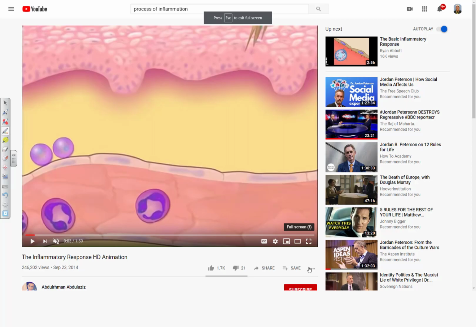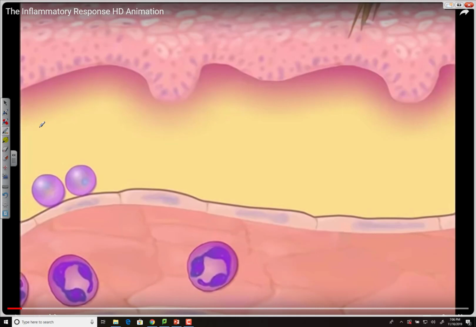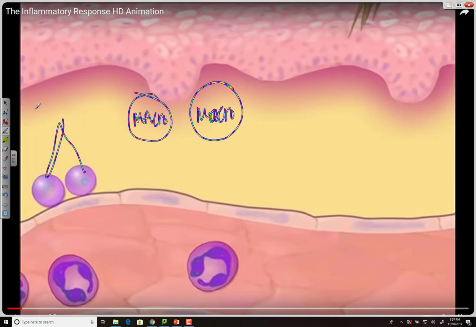All right. Now, this is the best video I can find on the subject that simplifies it. So I'm going to have to draw a few things, right, with my handy dandy drawer. These guys are, we'll call them macro. These are macrophage. How do you spell it? Yeah, I got it. These are macrophage. What are these guys? These guys are mast cells. And what do mast cells contain? They contain the chemical histamine.